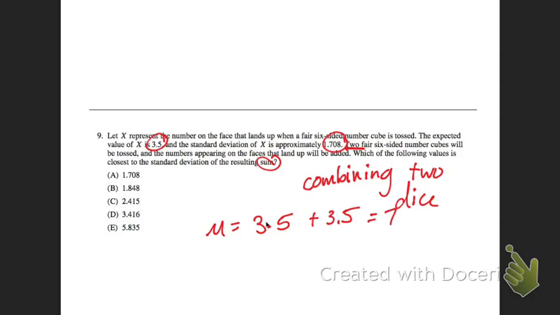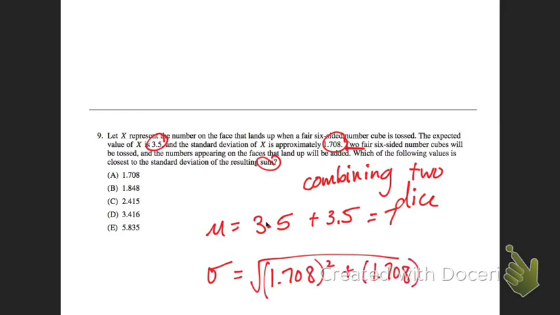The standard deviation rule is always the same, whether combining or subtracting. It is the square root of standard deviation squared plus standard deviation squared. Always. And then I think you end up getting 2.415. So even if it said what's the difference, you would still always add. That is the same no matter what the individual standard deviation is.